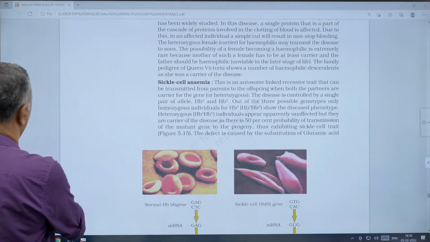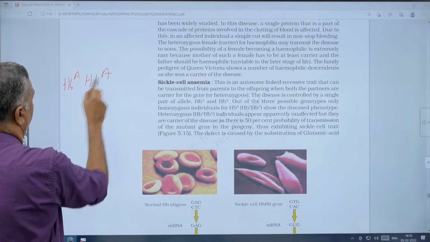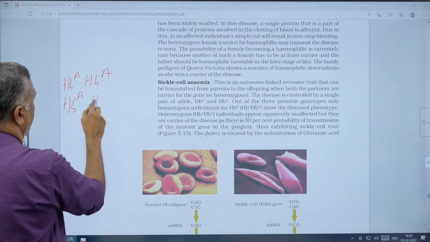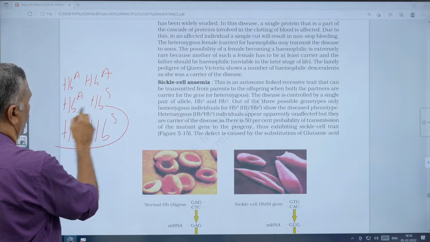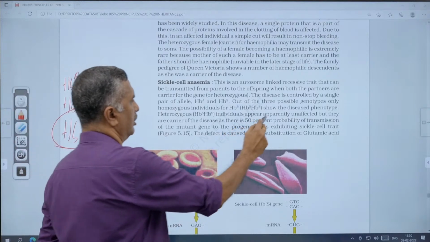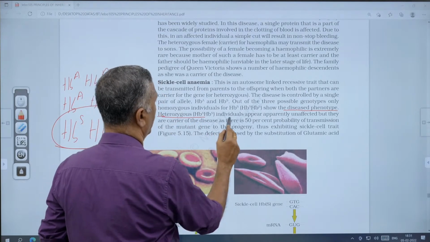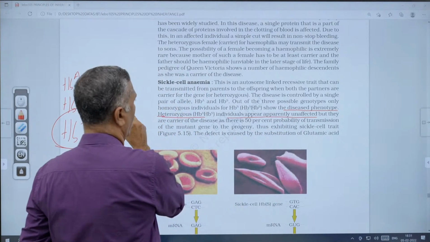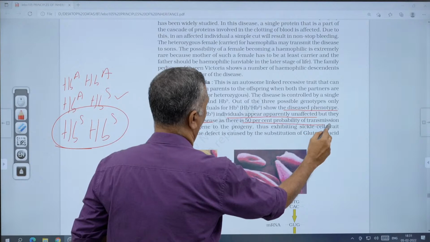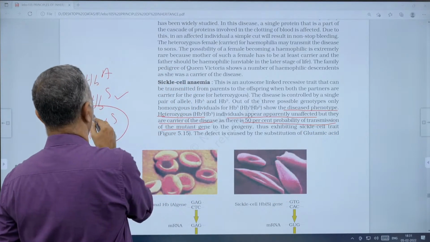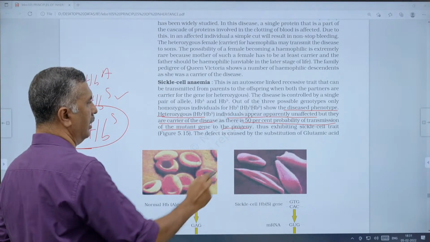So there are 3 genotypes in the population: normal ones, HBA HBA; then carriers, HBA HBS; then sickle cell, HBS HBS. That is the diseased phenotype. Heterozygous HBA HBS individuals appear apparently unaffected. They do not have sickle cell anemia, but they are carriers of the disease, and there is 50% probability of transmission of the mutant gene to the progeny, thus exhibiting sickle cell anemia.